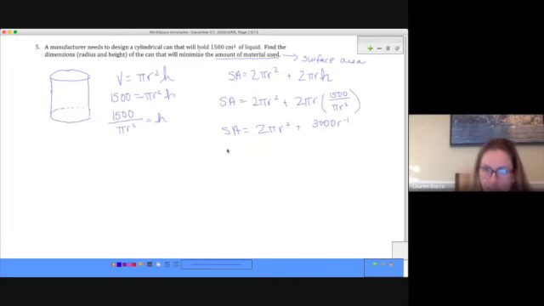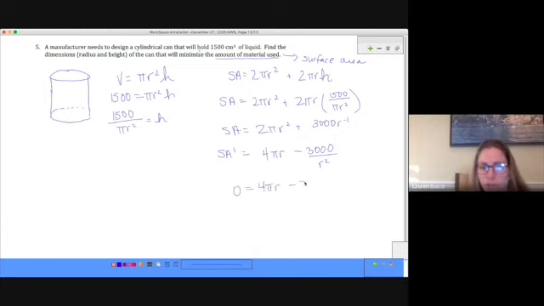All right, I am ready to take the derivative of this. So I want to minimize the amount of material used. So I'm going to find the derivative and set it equal to 0. So that's 4 pi r. Remember, pi is just a constant. It's not a variable. It's just a coefficient in front. Minus 3,000 times r to the negative 2. So I'm going to put that as r squared in the denominator. All right, I want to know, where is this equal to 0?